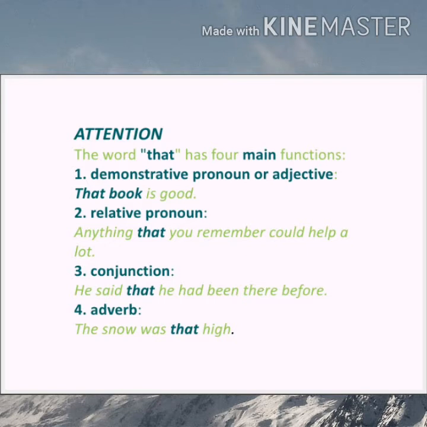The word that has 4 main functions. Demonstrative pronouns or adjectives: that book is good. Relative pronouns: anything that you remember could help a lot. Conjunction: he said that he had been there before. Adverb: the snow was that high. Here we have to pay attention when we use these words as demonstrative pronouns, as adjectives, as relative pronouns, conjunctions, and as an adverb.